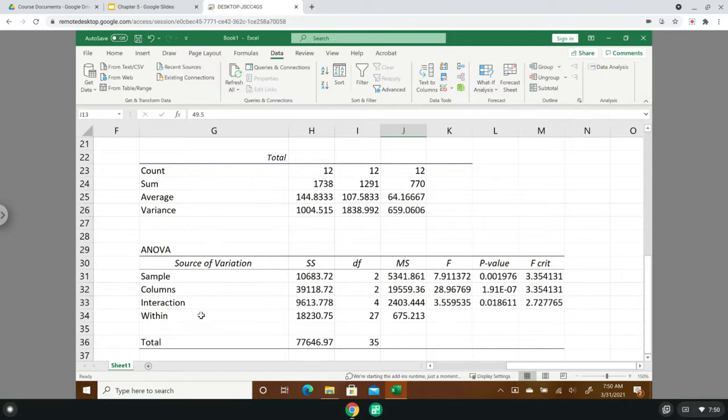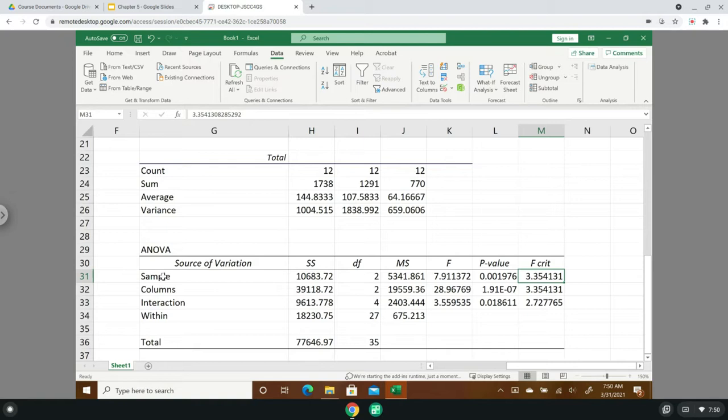So we have the source of variation, then the sum of squares column, the degrees of freedom column, and mean square, which is basically sum of squares divided by degrees of freedom. Then we have the calculated F statistic and the associated p-value, and then the F critical value, that is the value at alpha equal to 0.05. So we can compare our calculated F value with F critical. Those are the columns.